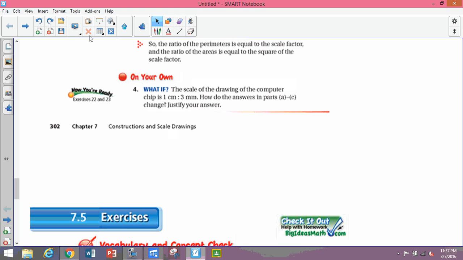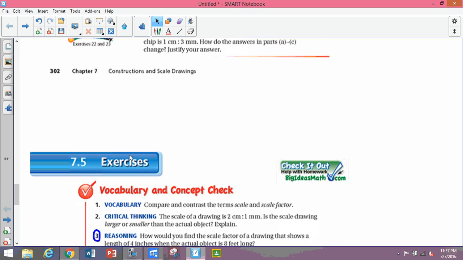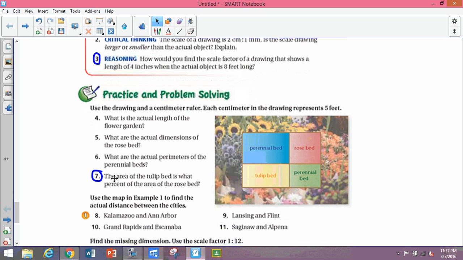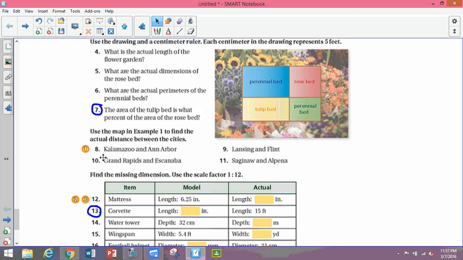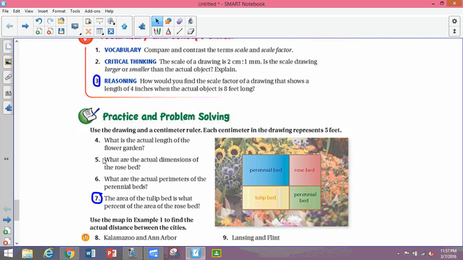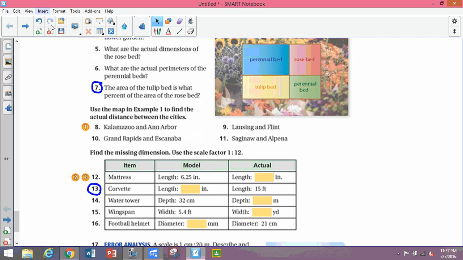Okay. So I then would like you to do number 3, and then number 7, and then number 13. Okay? 3, 7, and 13 for tomorrow.